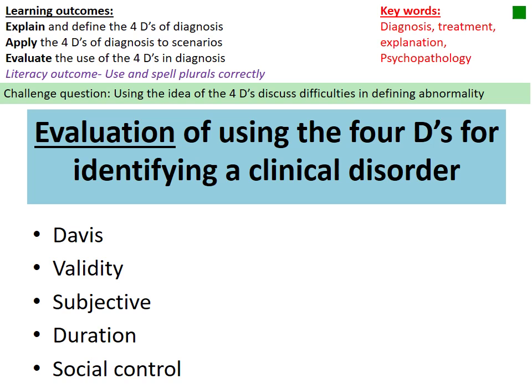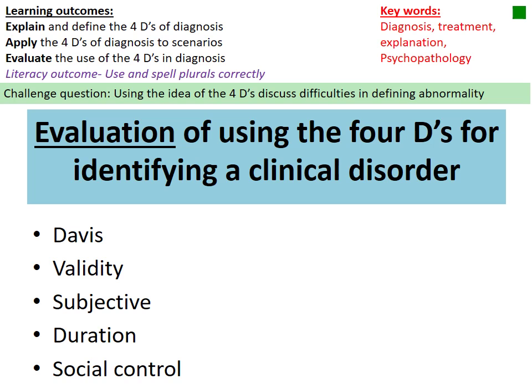We also must consider social control. Labelling an individual as abnormal using the 4Ds will lead to a diagnosis of a clinical disorder, and this forces the individual to conform to the standards set by society. If they don't, they receive treatment that will normalise their behaviour. This, therefore, does not allow for the individual to behave as they would want to, because it exerts control over their behaviour.